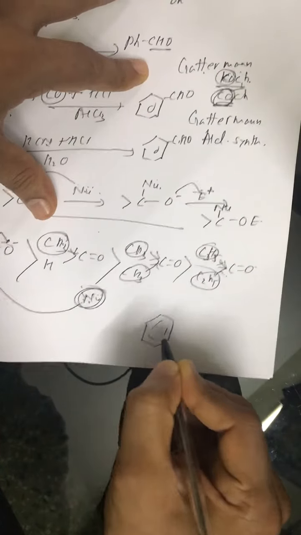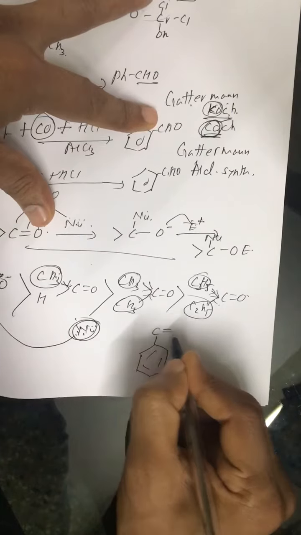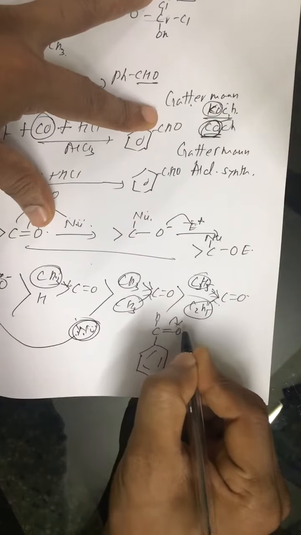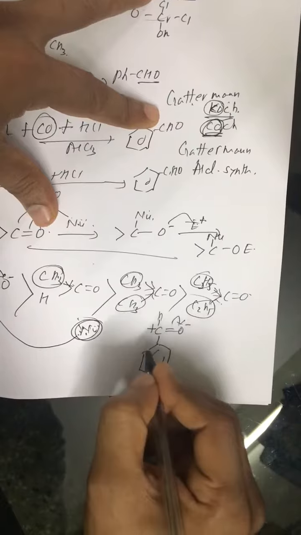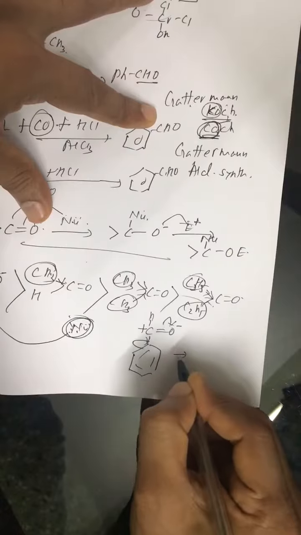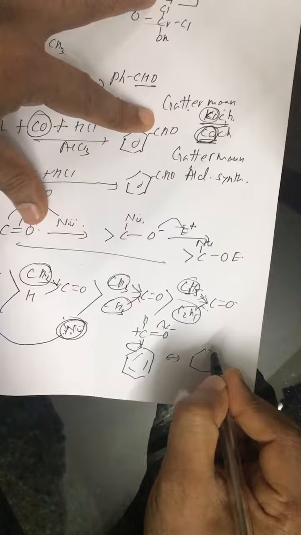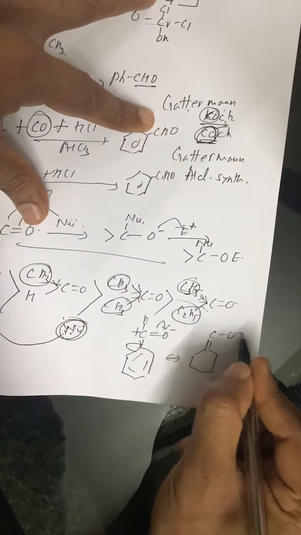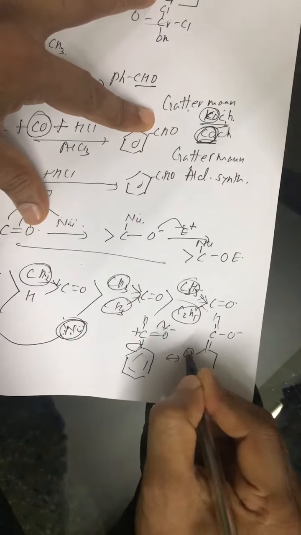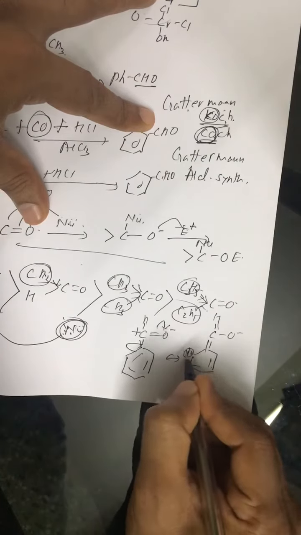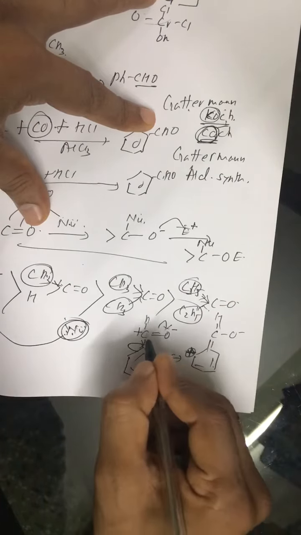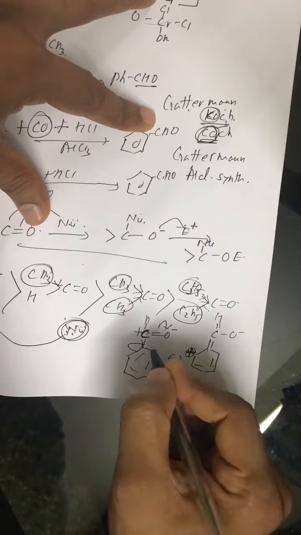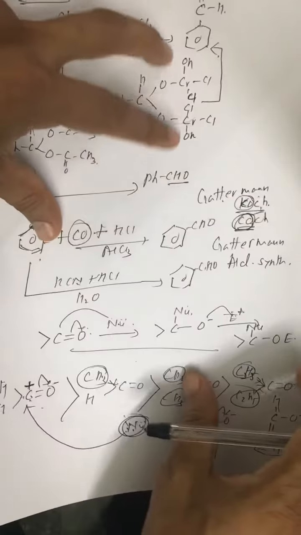Aromatic aldehydes are also less reactive because the positive charge produced over carbon of carbonyl group gets shifted to the benzene ring like this. So we don't have positive charge over carbon atom of carbonyl group. It is shifted towards the benzene ring. That is why aromatic aldehydes are also less reactive than aliphatic aldehydes. Alright.